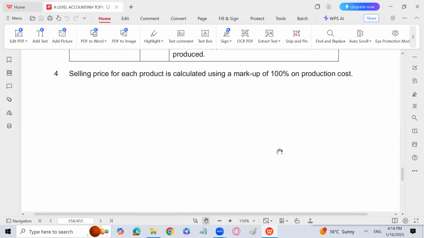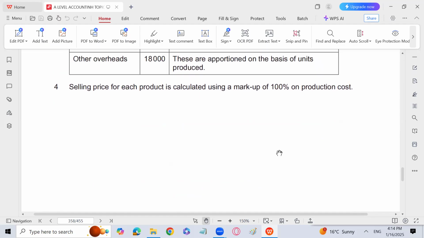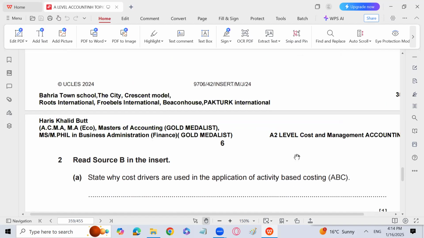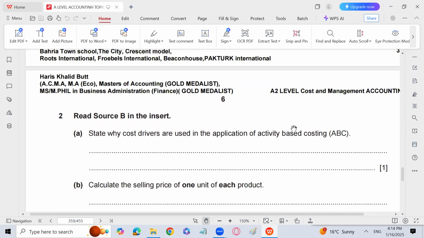Next, selling price for each product is calculated using markup of 100% on production cost. So markup is given, and 100% of production cost is the markup. State why cost drivers are used in the application of activity-based costing. You can write it down.